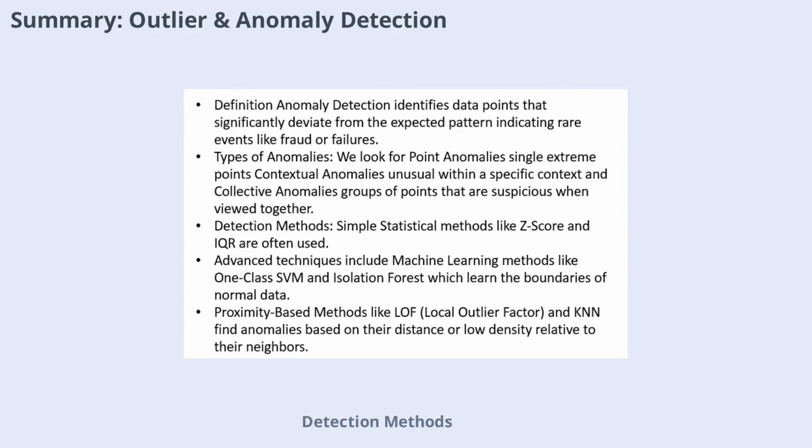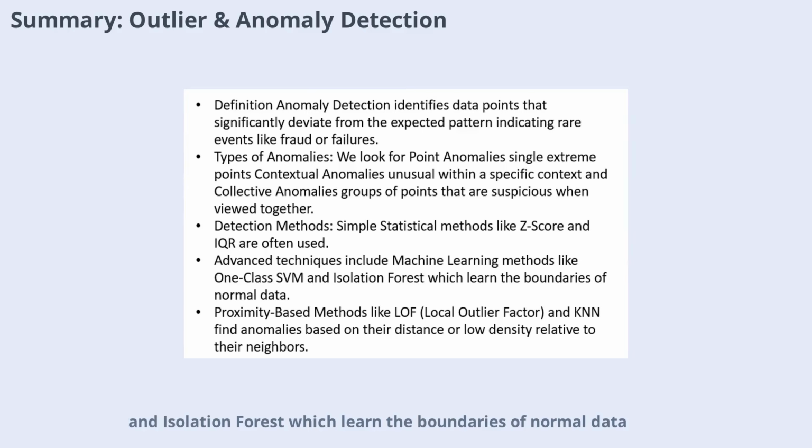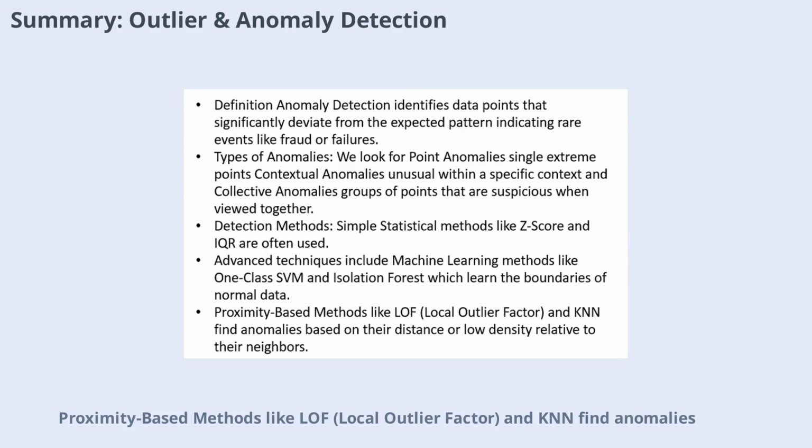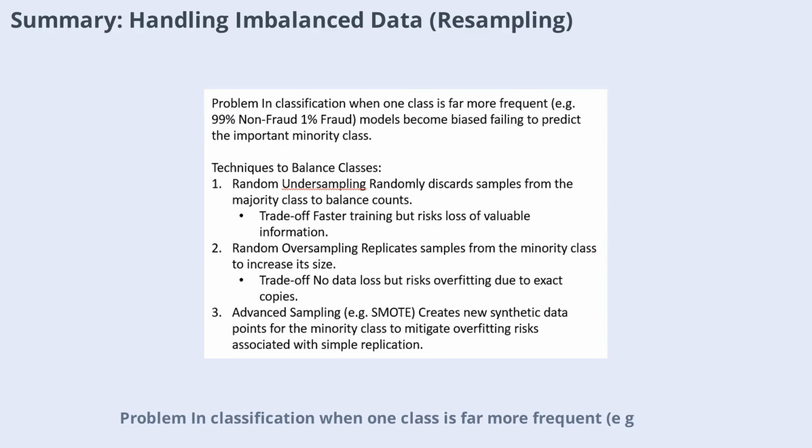Detection methods: simple statistical methods like z-score and IQR are often used. Advanced techniques include machine learning methods like one-class SVM and isolation forest, which learn the boundaries of normal data. Proximity-based methods like LOF, local outlier factor, and KNN find anomalies based on their distance or low density relative to their neighbors.